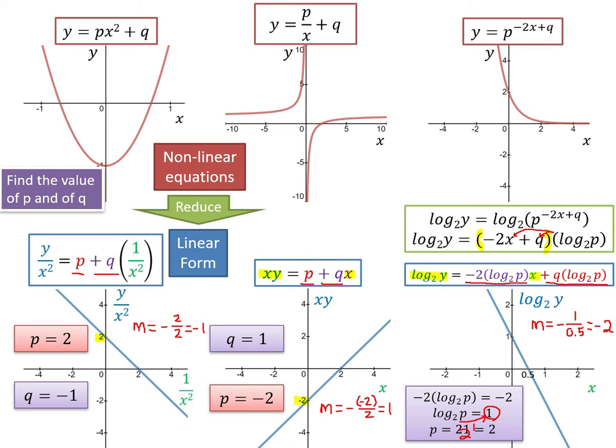And the y-intercept is 1. So we write down q log 2p is 1. So q times 1 is equals to 1. Q is equals to 1.